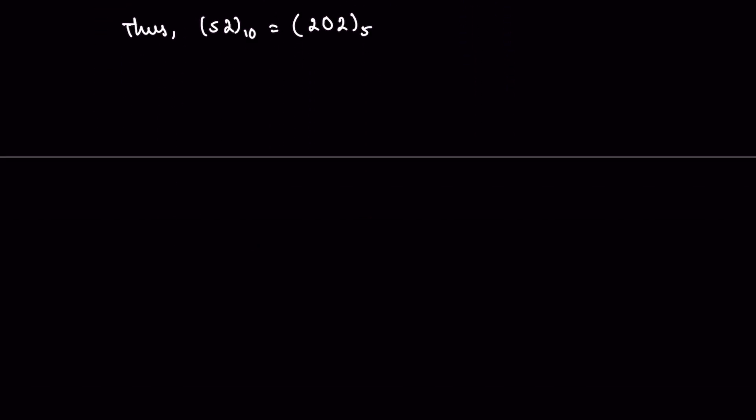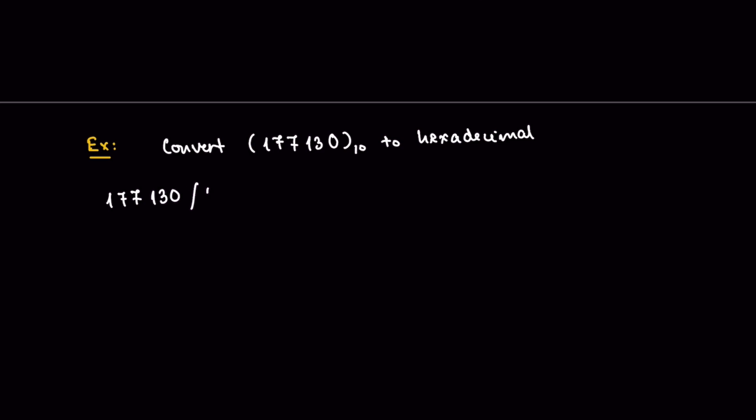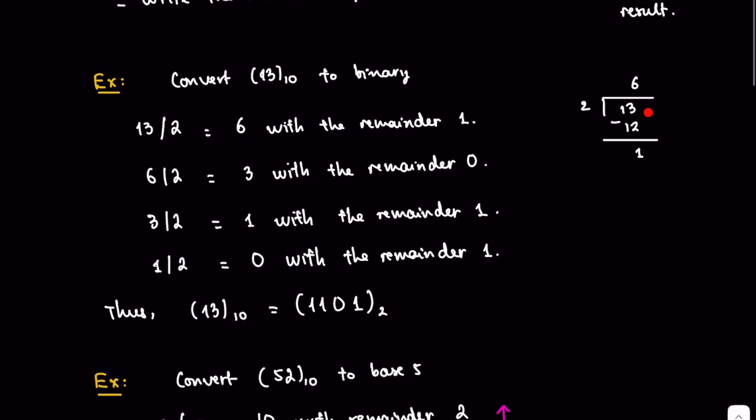Now in the next example, I want to convert a number from base 10 to hexadecimal. So we're going to convert the number 177,130 from base 10 to hexadecimal, which is base 16. You're going to take 177,130 divided by 16, and if you use a calculator, you're going to get 11070 with a remainder of 10. Another way to look at the remainder is that if you take this number, multiply with 16 and do a quick subtraction, you will see the remainder is equal to 10 instead of doing the calculation that I show here.